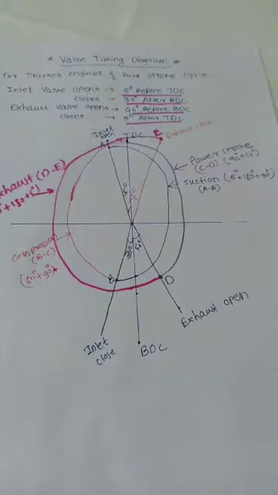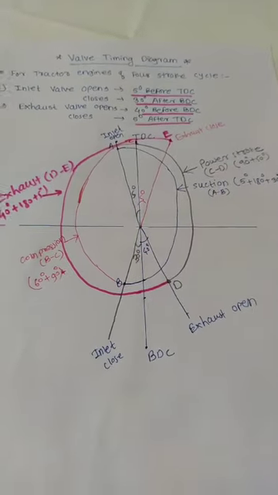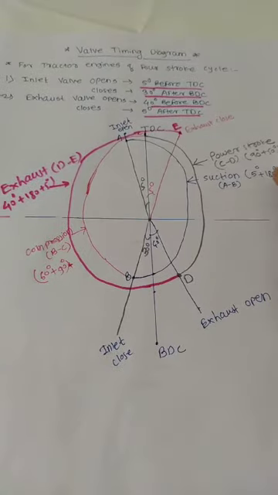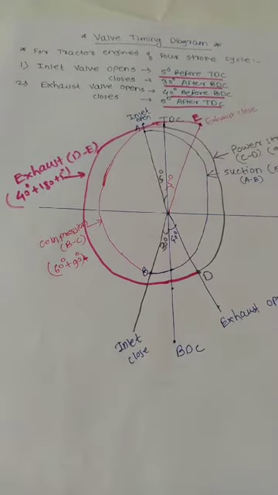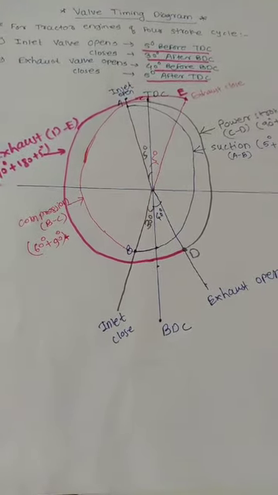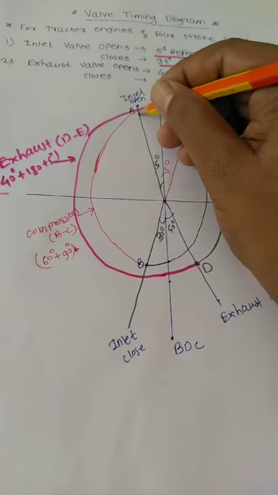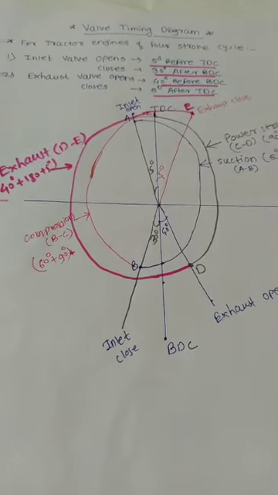So this diagram is called the valve timing diagram. Here we can show the starting of the suction stroke from point A, this is the A point.